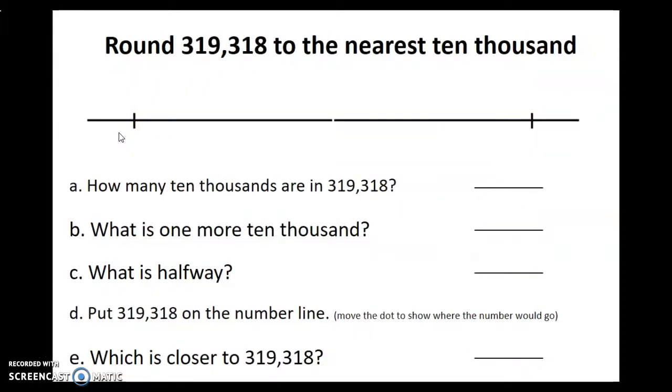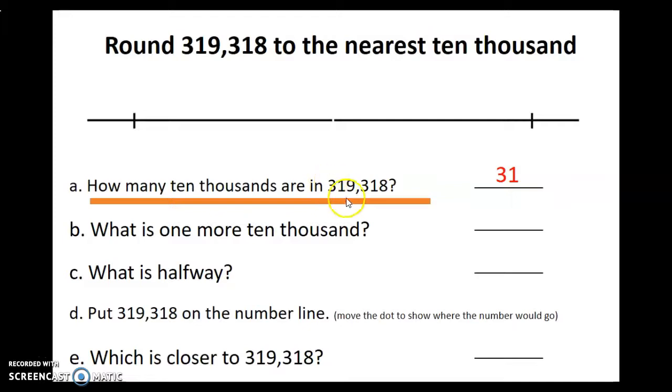Now let's try something a little more challenging. Now we're going to round to the nearest 10,000. So now we're really focusing on that 10,000s place value. So let's round 319,318 to the nearest 10,000. Before we were just looking at this thousands place, but now we are looking at the 10,000s place. So how many 10,000s are in 319,318? There's one 10,000, but remember before we have to include everything in front of it. So there are 31 10,000s.